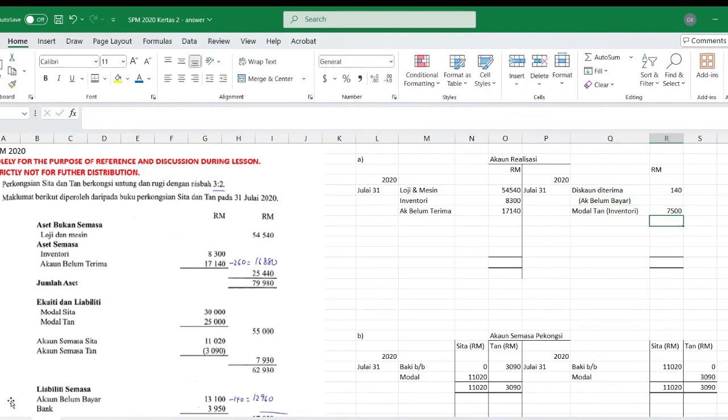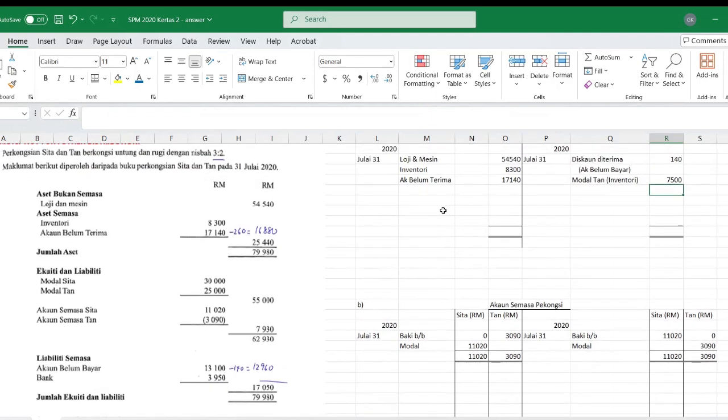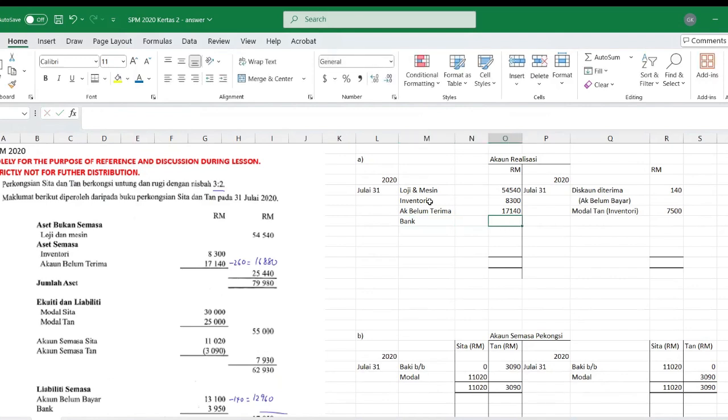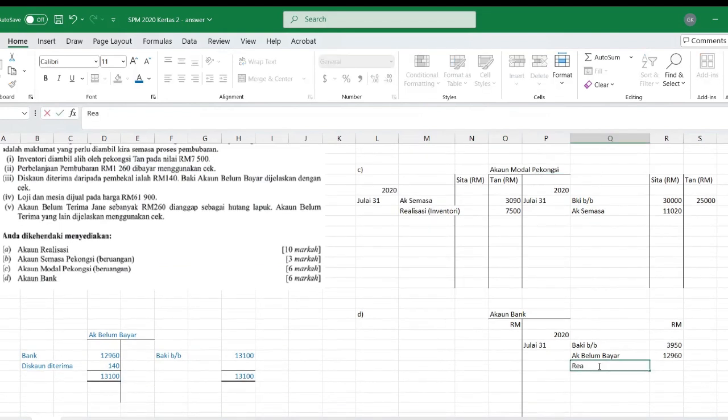Okay, so that's maklumat tambahan. The first one. Perbelanjaan pembubaran 1,260 dibayar menggunakan cek. Okay, so account realisasi will pay a check from the bank of 1,260. So once again, there will be a credit here to account realisasi for belanja pembubaran 1,260.